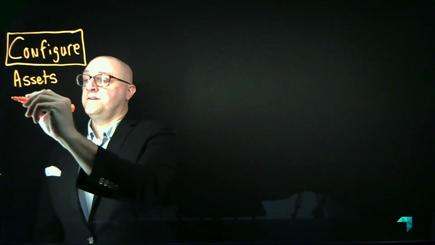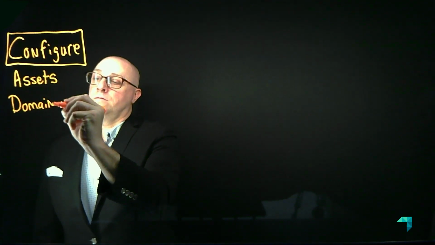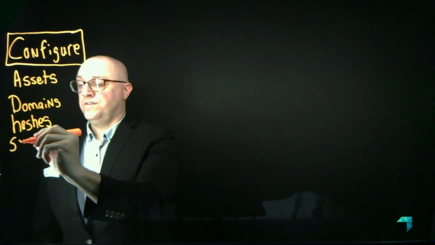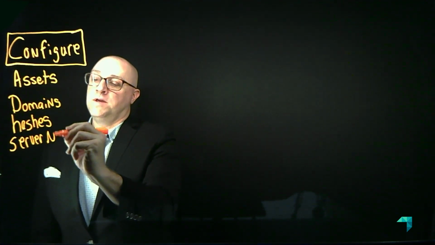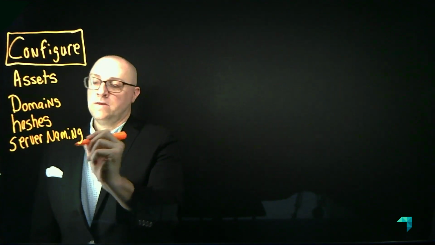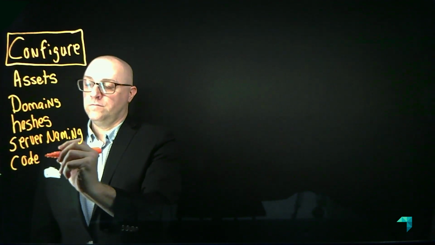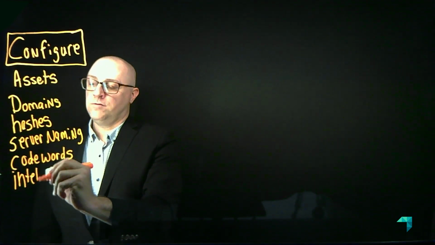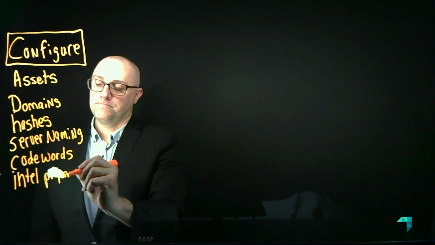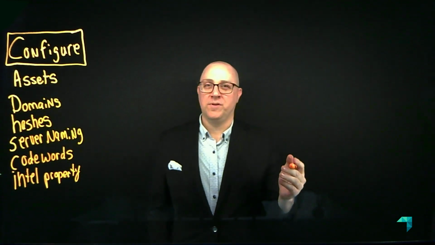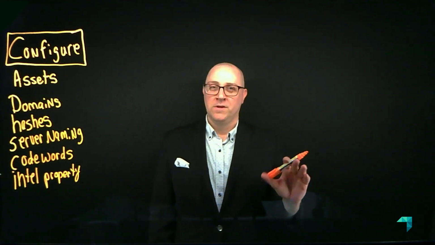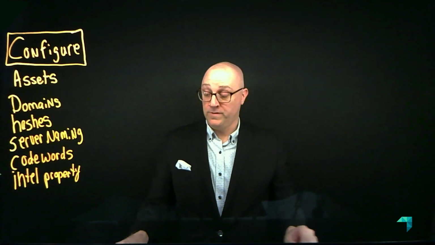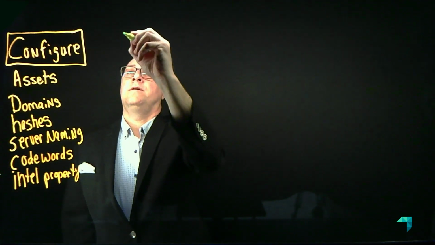Examples of these types of assets could be domains, could be hashes, could be server naming conventions. It could be code words for special projects. It could be assets related to intellectual property. But things that are important to your business that you would not want to be exposed externally. So essentially what GreyMatter DRP does is we gather all of these assets, and then we go out and collect.